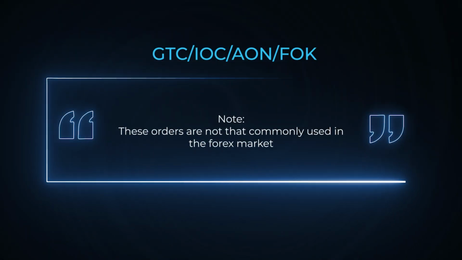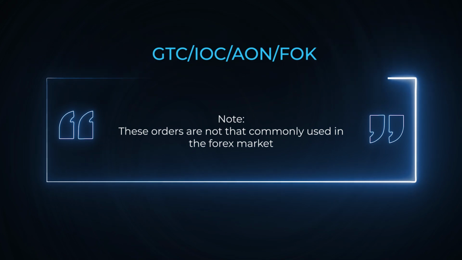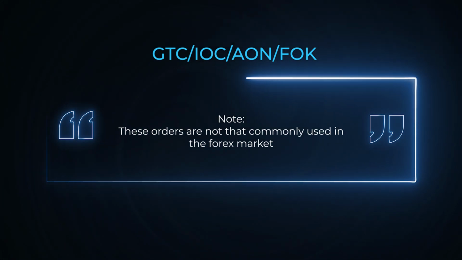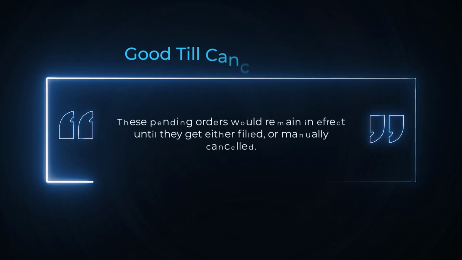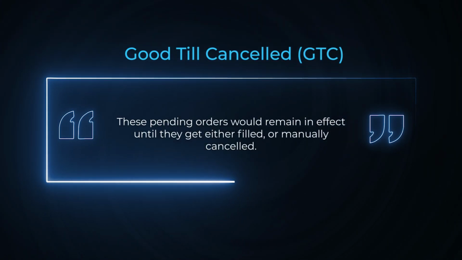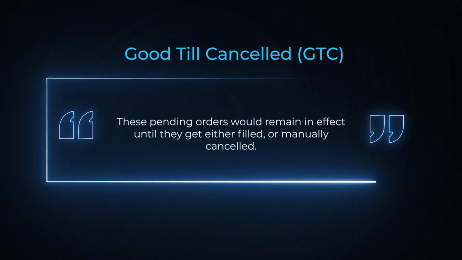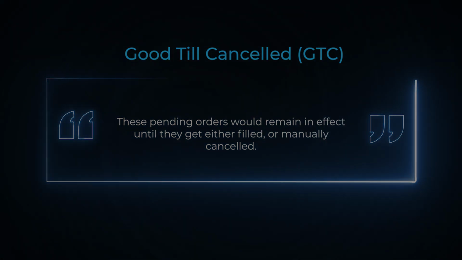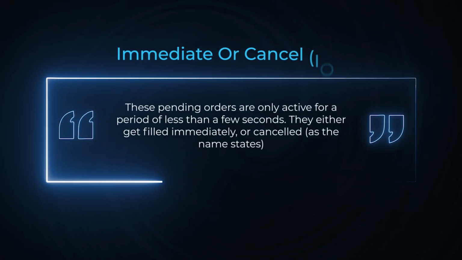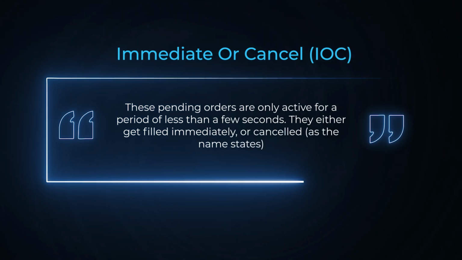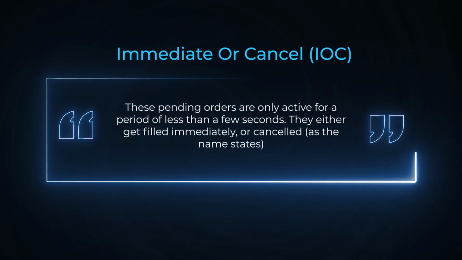Further to these types of orders, there are also other orders which are not that commonly seen in the Forex market. Let's have a look at GTC, IOC, AON, and FOK orders. Good till cancelled, or GTC, are pending orders that would remain in effect until they get either filled or manually cancelled. For example, by the end of the trading day, if an order does not get filled, the trader would have to cancel it. Immediate or cancel orders are pending orders that are active only for a few seconds. These ones get cancelled if they do not get filled immediately.